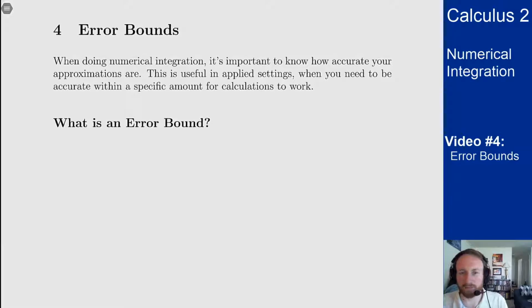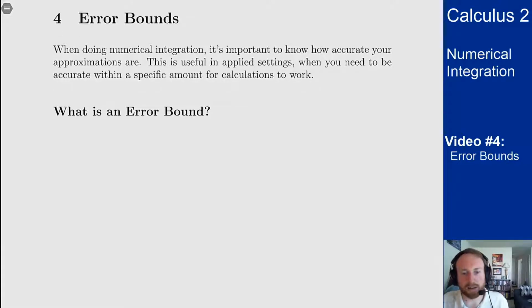Error bounds are a common theme across lots of areas of math. We're trying to say, I didn't do this exactly because I couldn't. I did an approximation to it. How good is my approximation, and is that okay for the problem I'm trying to solve? So what is an error bound?